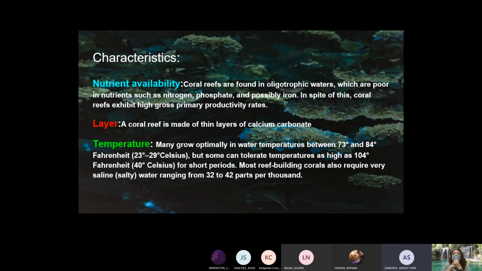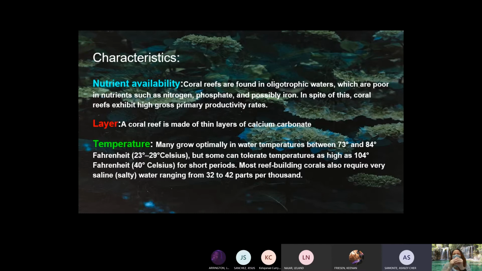More characteristic, the nutrient availability. Coral reefs are found in oligotrophic waters, which are poor in nutrients such as nitrogen, phosphate, and possibly iron. In spite of this, coral reefs exhibit high gross primary productivity rates. And then for the layer, I just said a coral reef is made of thin layers of calcium carbonate.